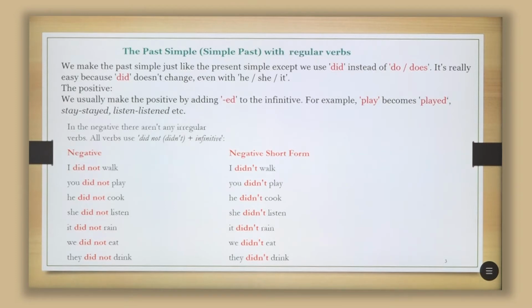In the negative, there aren't any irregular verbs. All verbs use did not or didn't plus infinitive. So it's the same for regulars and irregulars. Negative, full form: I did not walk. Short: I didn't walk. You did not play, you didn't play. He did not cook, he didn't cook. She did not listen, she didn't listen. It did not rain, it didn't rain. We did not eat, we didn't eat. They did not drink, they didn't drink. So this is full form and short form of regular verbs in negative.